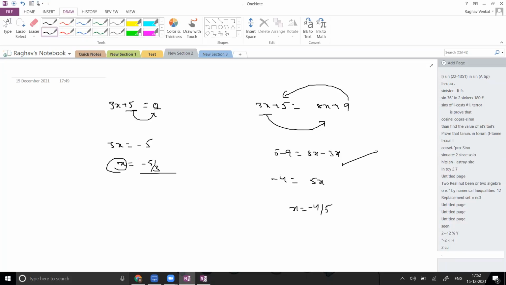So what are the steps you followed here? First you collected all the like terms, that means all constants on one side, all variable coefficients on one side. Second step is you simplify: addition, subtraction, division, multiplication, whatever is needed. So I got -4 is equal to 5x. Still it has a constant, so by using inverse operations, dividing both sides by 5 will give x is equal to -4/5.